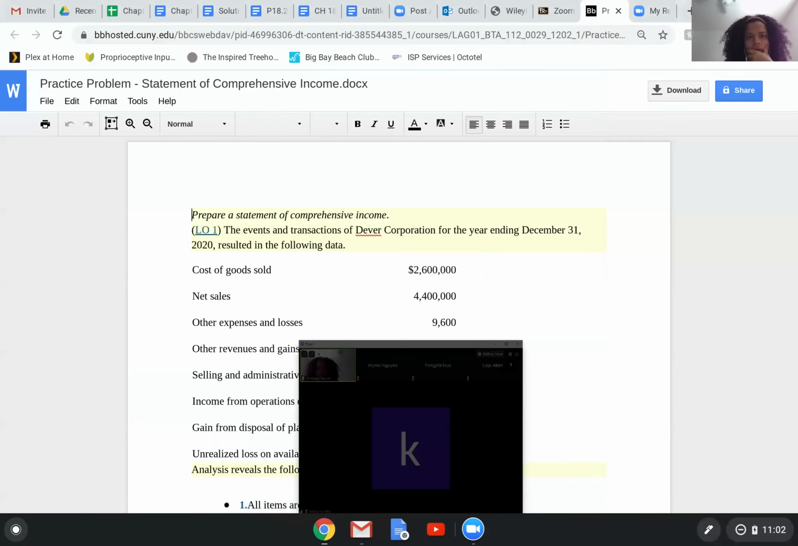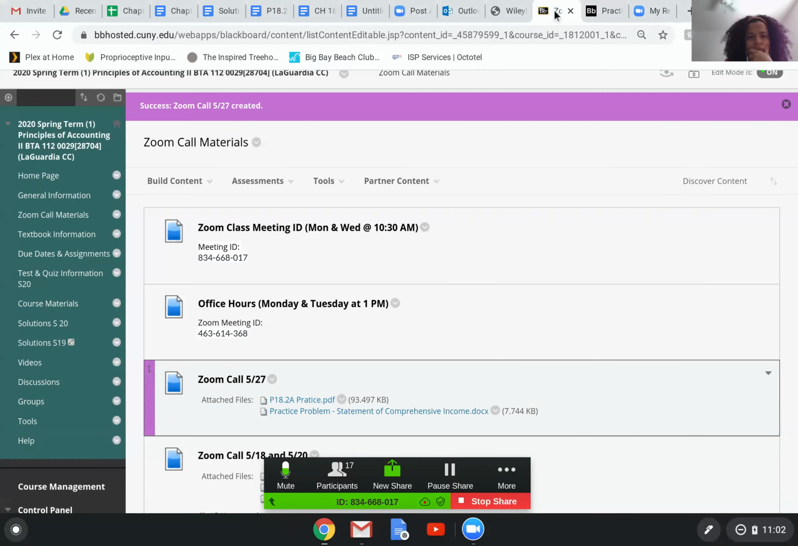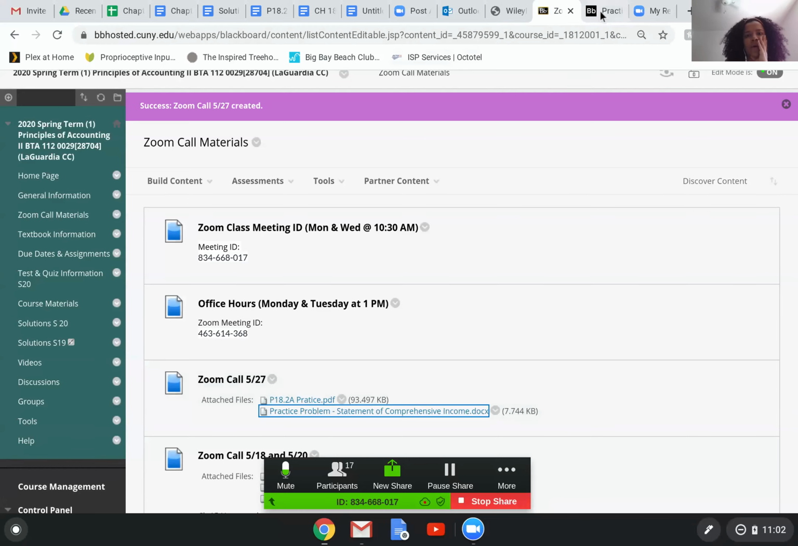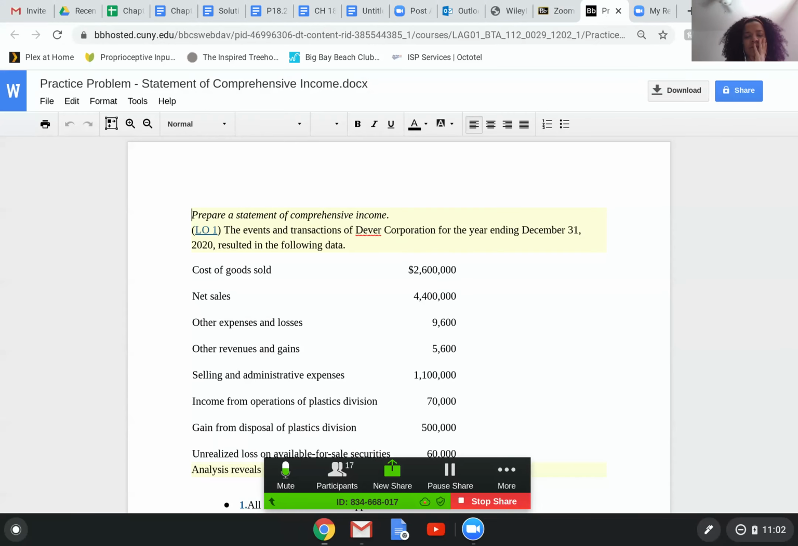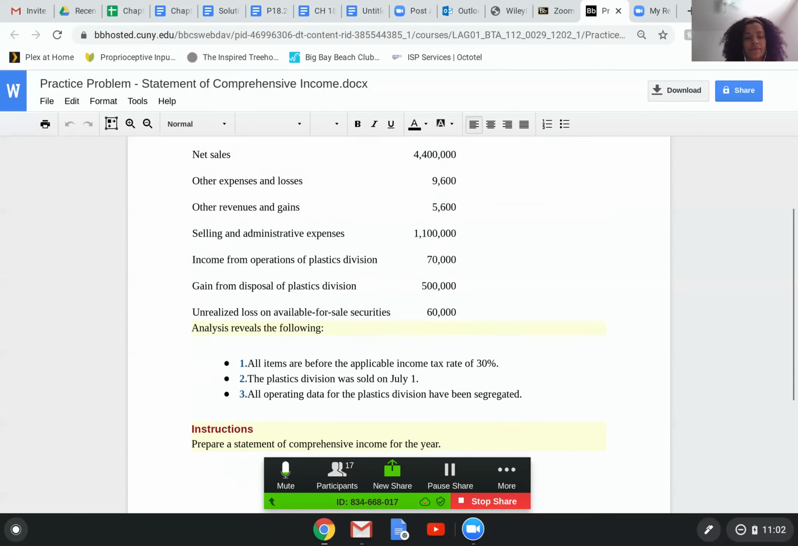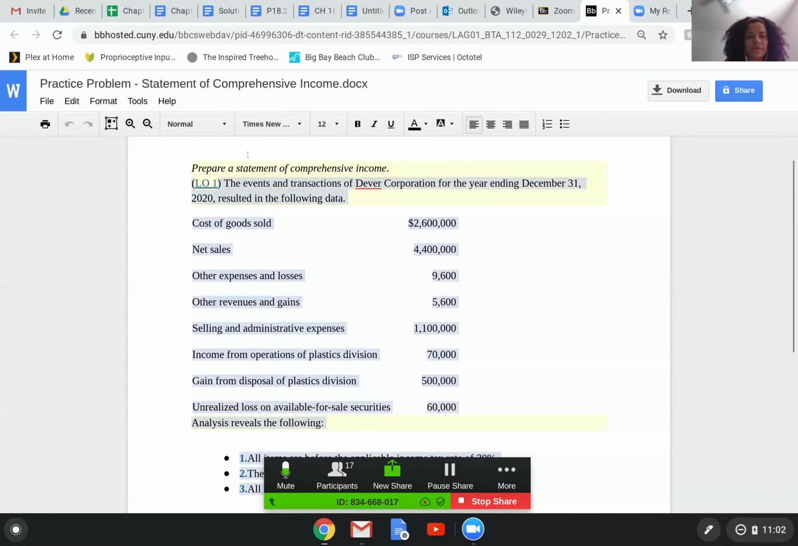All right, so hopefully that was enough time to get the documents or get into your book. Remember, the information is right here on Blackboard, the Zoom call for today. I'm just going to read through this question, then talk through how you would attempt it, and make sure everybody is clear. It's asking for a statement of comprehensive income.